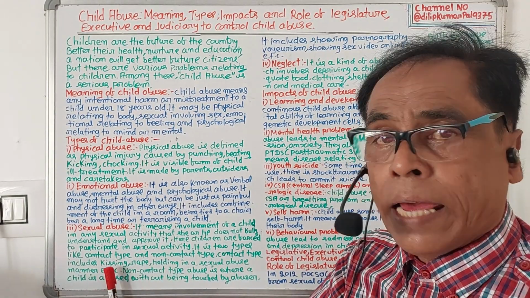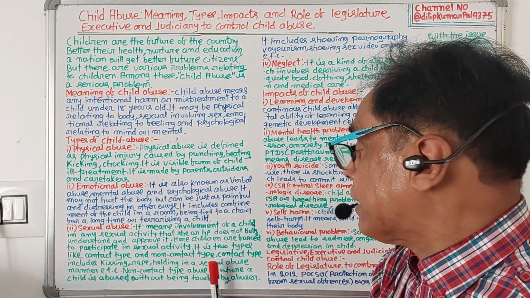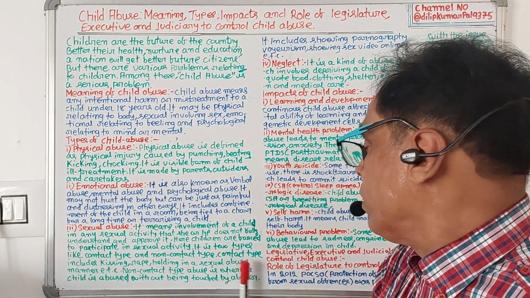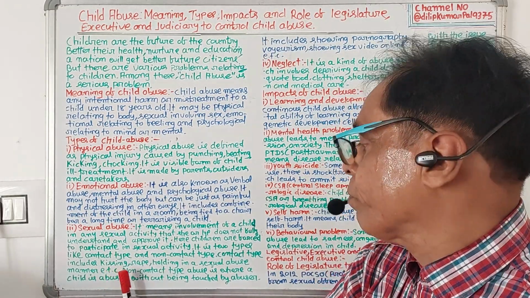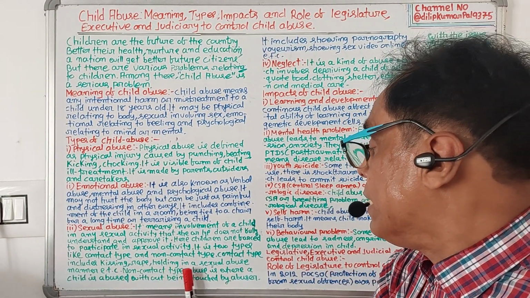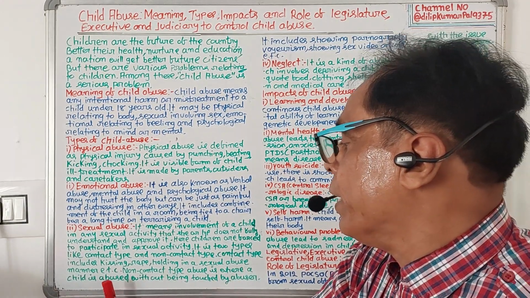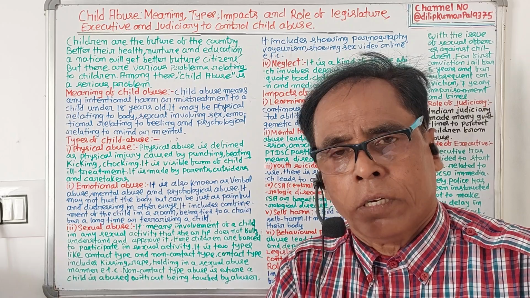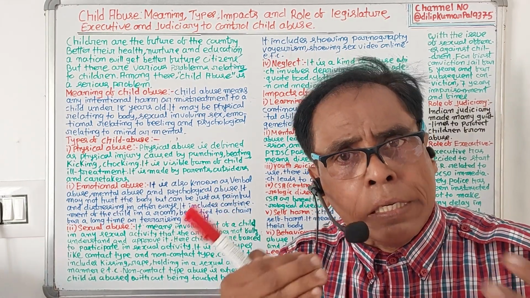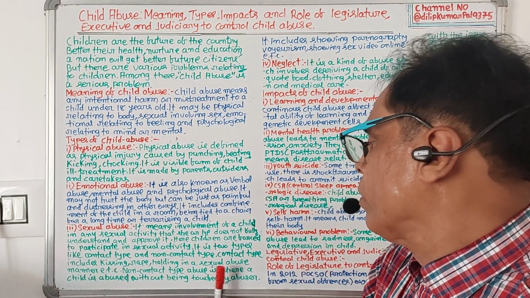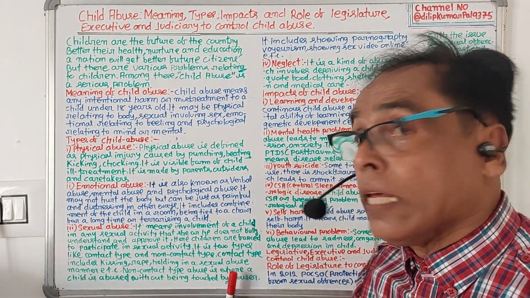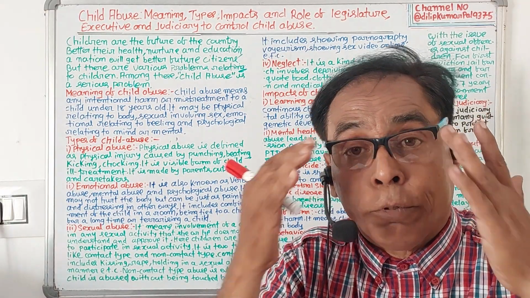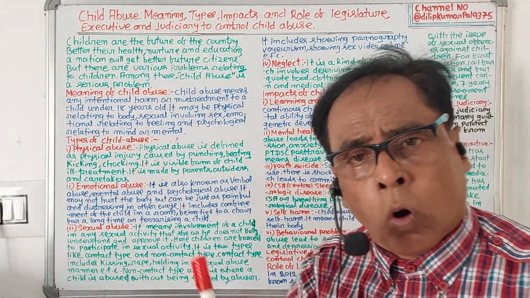Sexual abuse has two types, contact type and non-contact type. Contact type includes kissing, rape, and holding in a sexual abuse manner. Contact type means whenever there is physical touch, like kissing, raping, and holding in a sexual abuse manner. It is contact type sexual abuse.